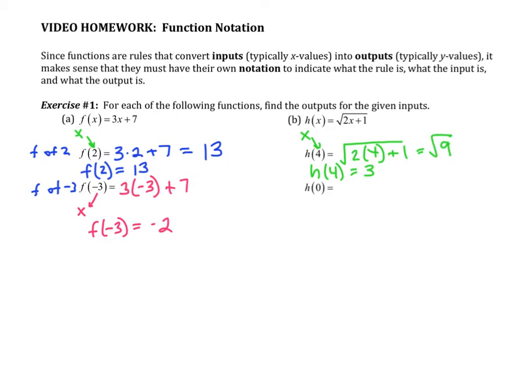Okay, next one is h of 0. Same thing, replace your x value with the 0. So the square root of 2 times 0 plus 1, which would be the square root of 1, which we know is 1. h of 0 then is equal to 1.